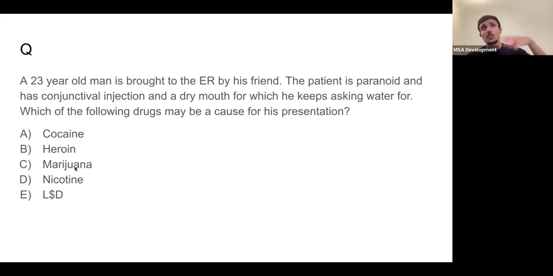Marijuana, with long-term use, can also cause a stoned effect. You're just always relaxed. So why is it not A? Because none of the other drugs cause conjunctival injection and dry mouth, and you will see what the other drugs cause. Heroin is an opioid. Opioid intoxication leads to miosis, where your pupils shrink, and respiratory depression as well. Nicotine does not have a common acute intoxication. LSD is a hallucinogen. It causes hallucinations.